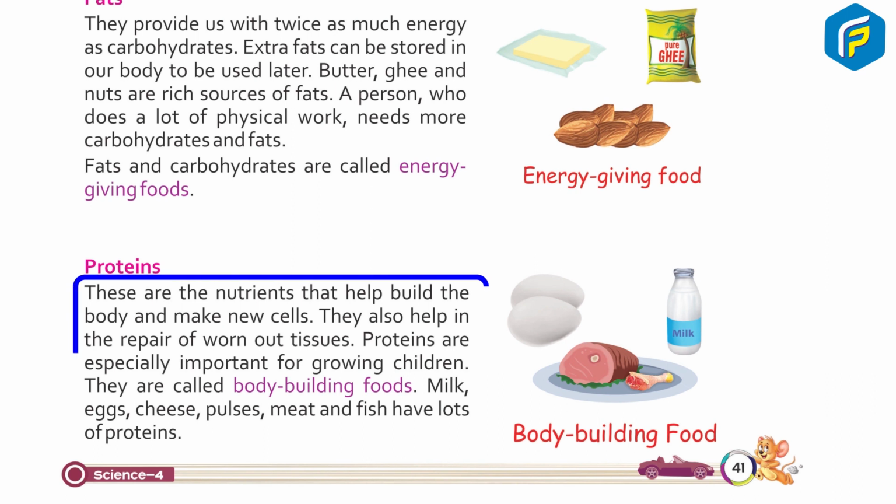Proteins. These are the nutrients that help build the body and make new cells. They also help in the repair of worn-out tissues. Proteins are especially important for growing children. They are bodybuilding foods. Milk, eggs, cheese, pulses, meat and fish have loads of proteins.